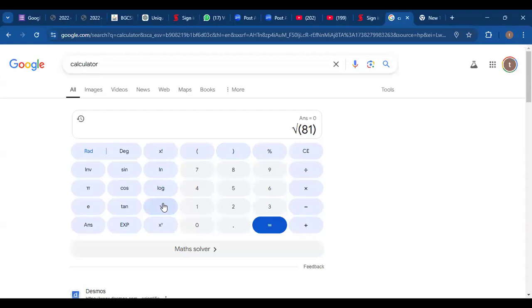The square root of 81 is 9. Right? The square root of 169 is what? Yes, sir, 13. And the square root of 289 is... okay, I just got it to work on my calculator. 17.